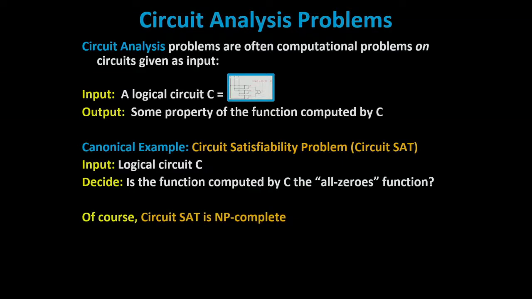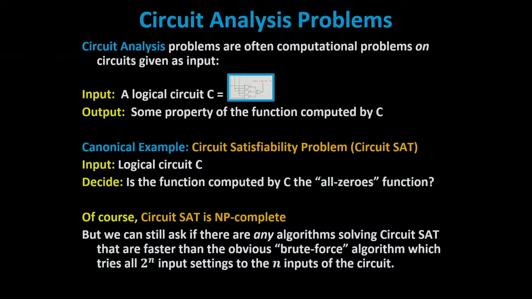Of course, as we know, it's NP-complete, but we can still ask if there are algorithms that solve circuit SAT that are faster than the obvious brute force algorithm, the algorithm which would try all 2 to the n input settings to the n inputs of the circuit and just evaluate the circuit on each. We can still ask if there are any algorithms solving this problem faster than that. Because of NP-completeness, we don't think it can be solved in time polynomial in n and the size of the circuit. But maybe there's something faster. Mohan talked about SAT for the k-SAT problem. We're going to be talking about that more broadly here.